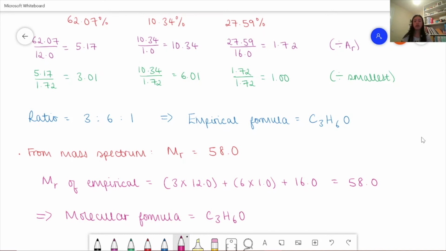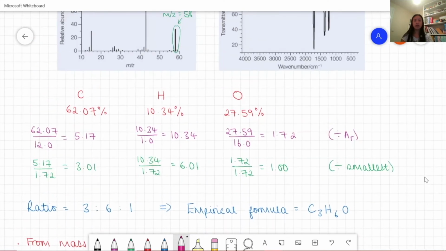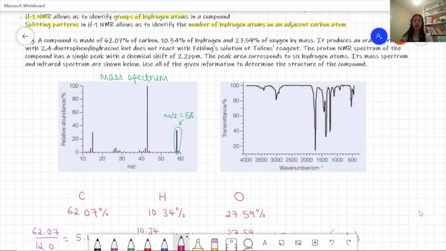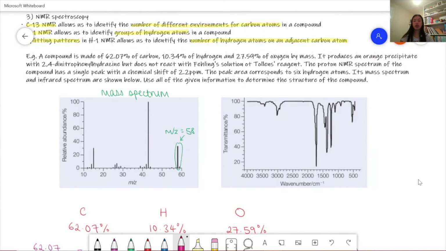Because our unit of empirical formula would actually just be equal to 1. And now we can look at the other information that we have. So also in the question, it said that it produced an orange precipitate with 2,4-dinitrophenylhydrazine. And we know that when we react 2,4-dinitrophenylhydrazine with an aldehyde or a ketone, so a carbonyl group, it should produce an orange precipitate. And so this tells us that we've got a carbonyl group.